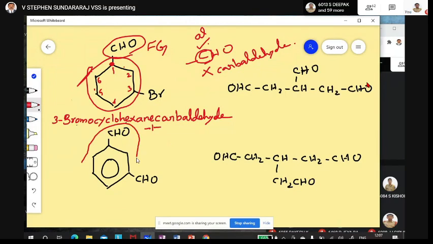Okay, this is benzaldehyde. But still I will not take it as a root word, because the rule says that when 2 CHOs are there, don't treat them differently. Okay, so what you do is, if you cannot include both of them as a root word, there is no root word including these 2 carbons, so you don't include either of them. Don't include both of them.